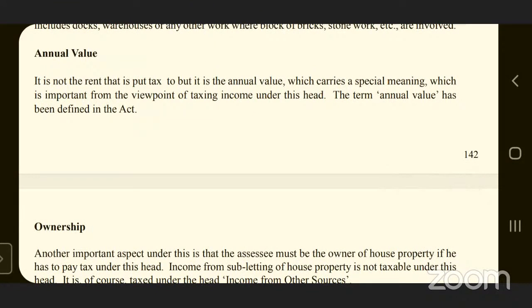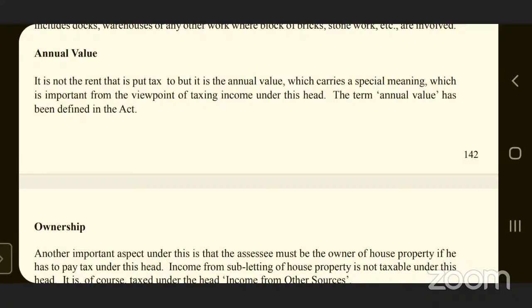Here, whatever I'm saying about the rent yielded by letting out of a house is not considered completely as income under income from house property. A certain process is there, that is the calculation of annual value. We can say that it is not only the rent that is put into tax, but also the annual value. How can we calculate it?